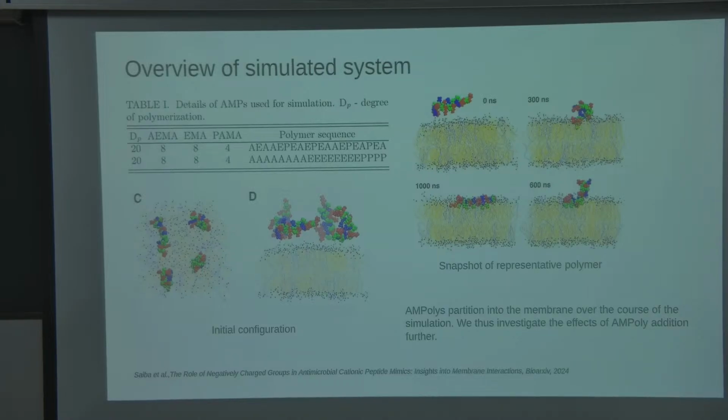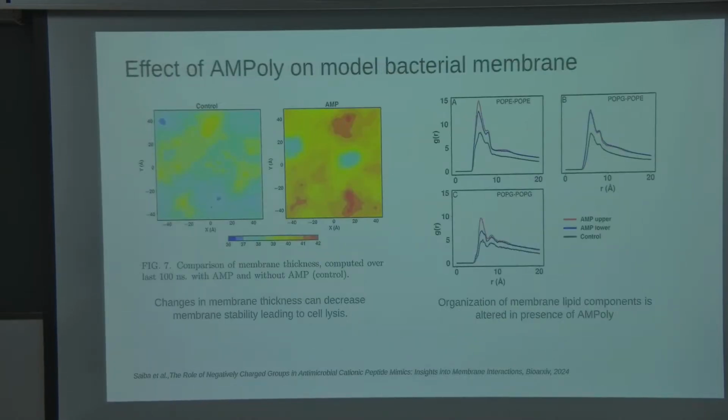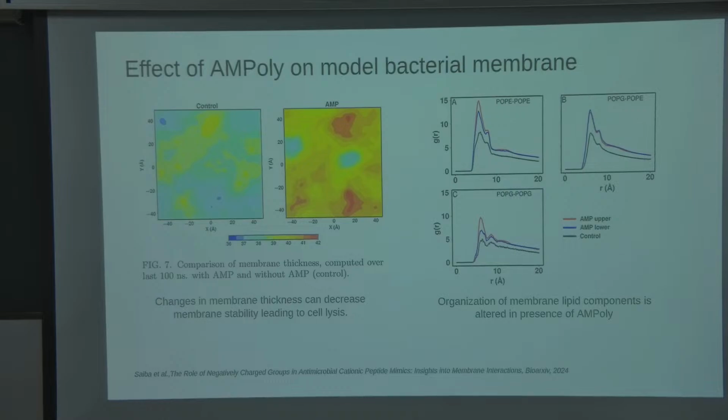So now what we want to quantify is the effects of this polymer partitioning into the membrane, and we mostly look at two different measures. One, the measure on the left, is the membrane thickness, which we are measuring along the XY plane. When we look at the control case where there is no polymer added, the membrane thickness is comparatively less on average when compared to the addition of the polymer. We also notice that when the polymer is added, the average membrane thickness goes up, and the difference between the minimum and the maximum thickness also goes up.